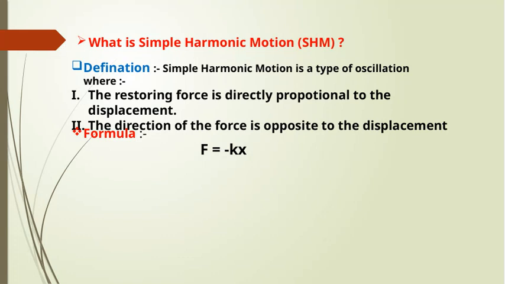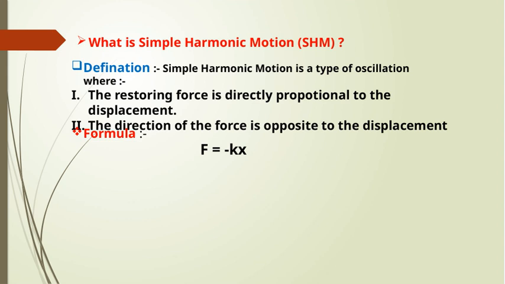So, what exactly is simple harmonic motion, or SHM? Well, it's a specific type of oscillation, and understanding this helps us grasp many physical phenomena around us. Essentially, SHM occurs when the restoring force acting on an object is directly proportional to its displacement from an equilibrium position. That means, the further you displace the object, the stronger the force pulling it back.